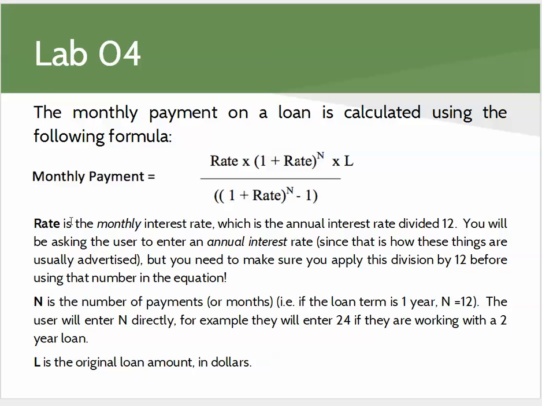The rate is a monthly interest rate in our formula, but pay attention to this. I want the user to type in a yearly, an annual interest rate. That's the way most loans are usually advertised. But keep in mind that the rate inside this formula should be whatever the user typed in divided by 12, as a monthly interest rate.